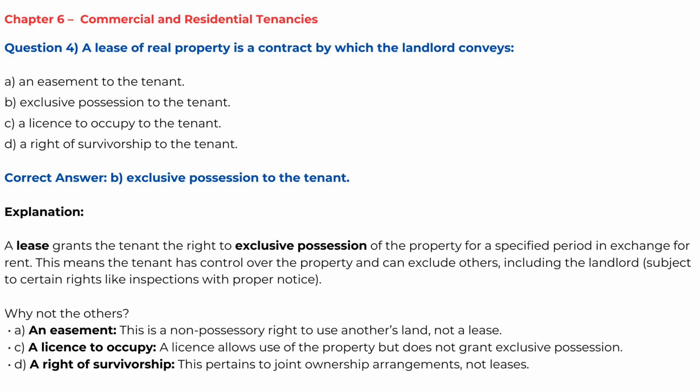Why not the others? A. An easement. This is a non-possessory right to use another's land, not a lease. C. A license to occupy. A license allows use of the property but does not grant exclusive possession. D. A right of survivorship. This pertains to joint ownership arrangements, not leases.